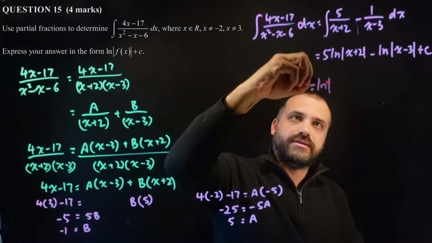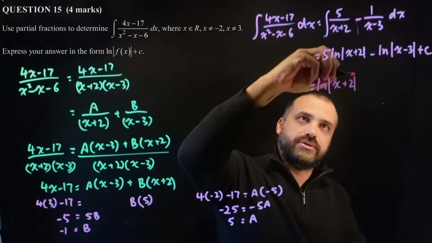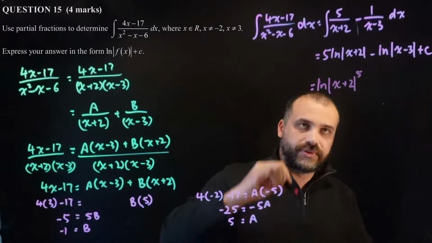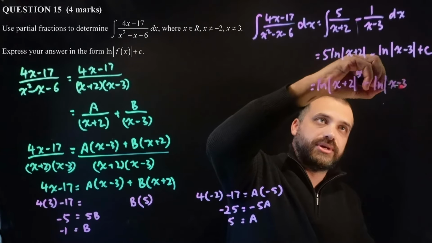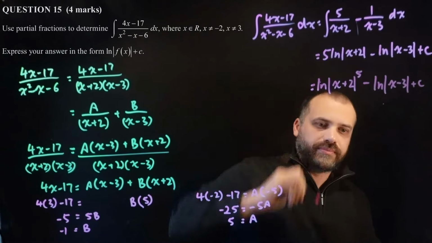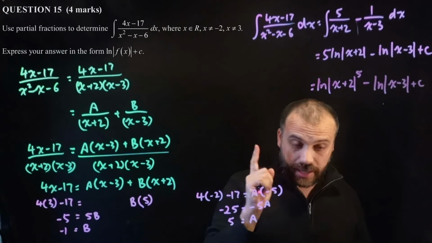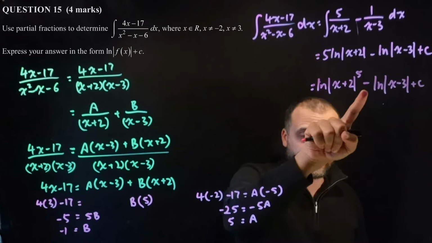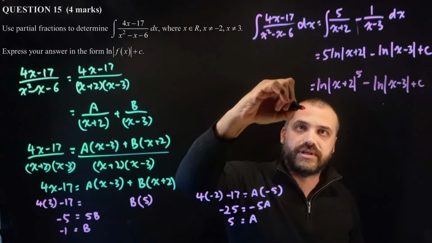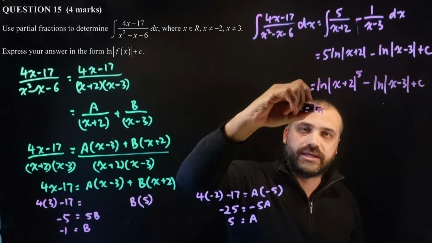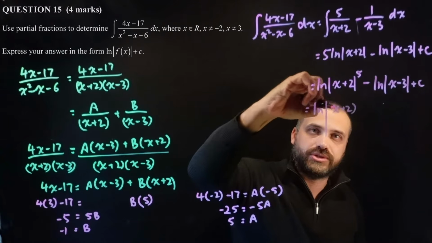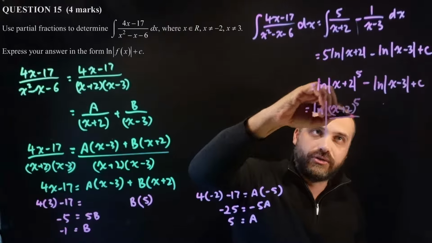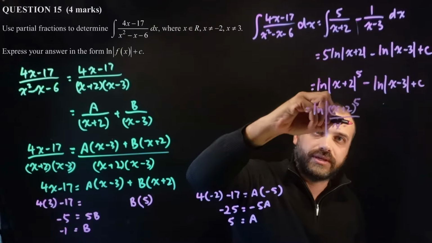So ln absolute value x plus 2 to the 5, and then subtract ln absolute value x minus 3 plus c. And then I can use one more log law because I have this negative here. So I end up with ln absolute value x plus 2 to the 5 over x minus 3.